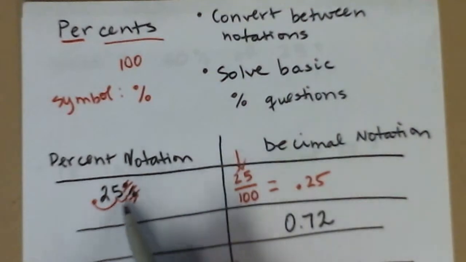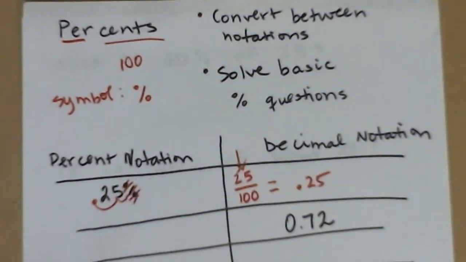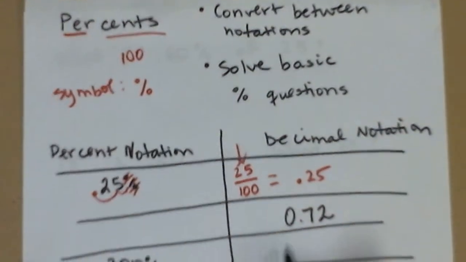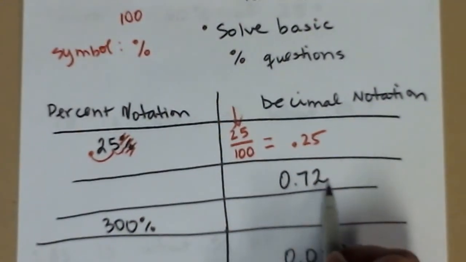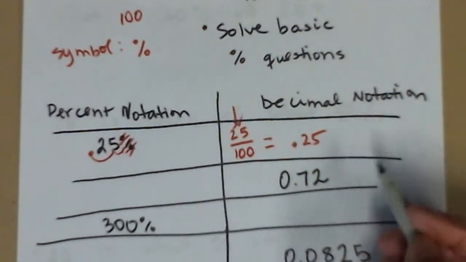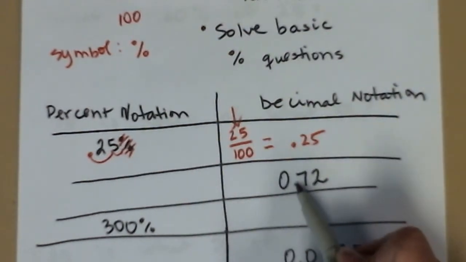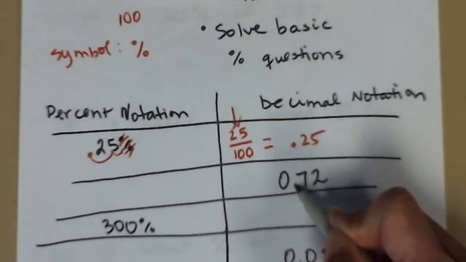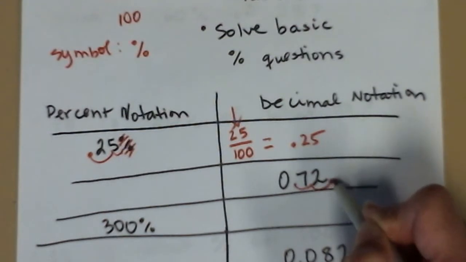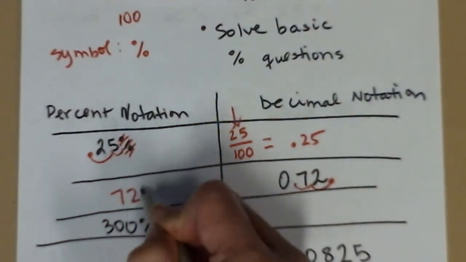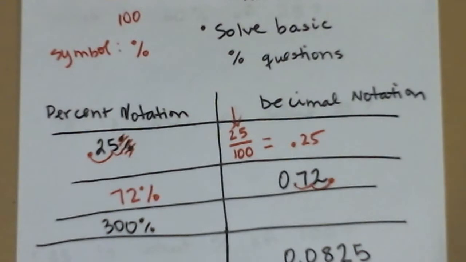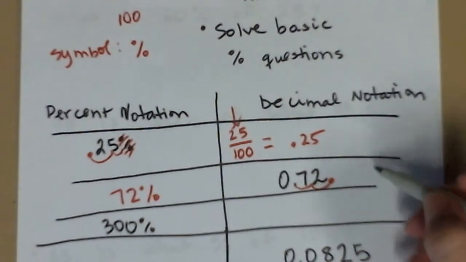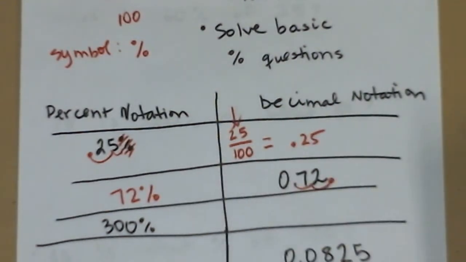So to go from percent notation to decimal, 2 swoops to the left, ditch the symbol. To go from decimal notation to percent notation, we just reverse. So 0.72, to convert that to percent notation, it's pen on the decimal place, 2 swoops to the right, 1, 2, and add the symbol. So 0.72 is the decimal version of 72%.